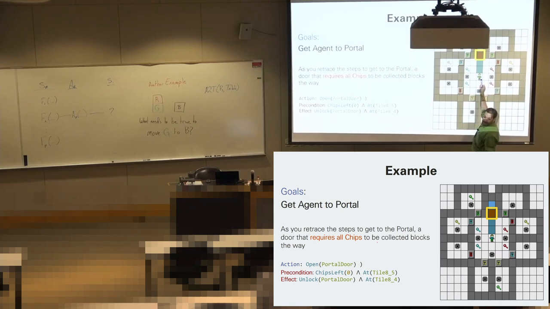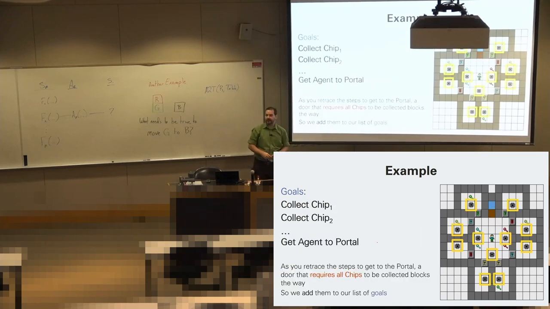I can't unlock the door from here. I have to be up here to unlock the door, right? I have to be by the door to unlock the door. Well, suddenly, to have this prerequisite taken care of, to unlock this door, that became some new goals. Now, specifically for this example, that's multiple goals, right?